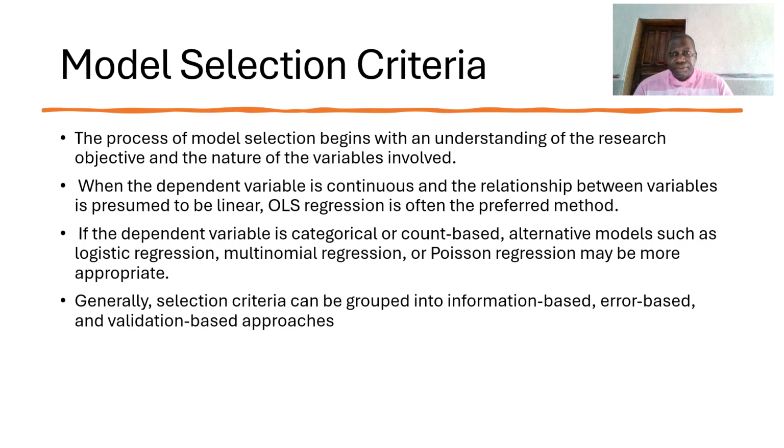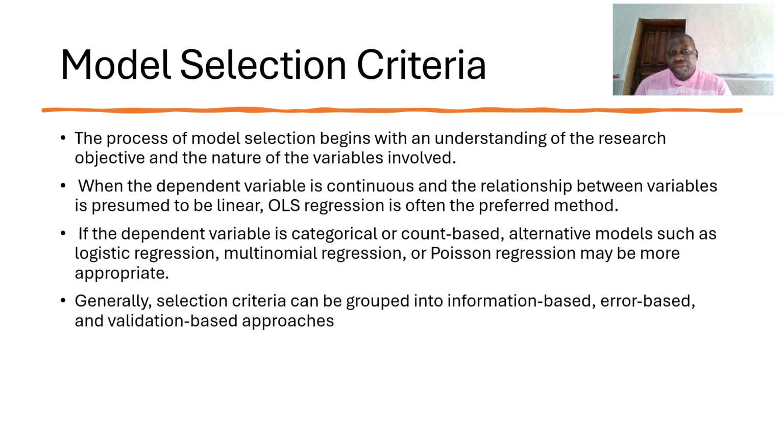So today we'll be looking at model selection and validation. The process of model selection begins with understanding of our research objectives and the nature of the variables that we are using. For instance, if our dependent variable is continuous and we are interested in a linear relationship, then the ordinary least squares regression should be the base model and often the preferred method anyway.